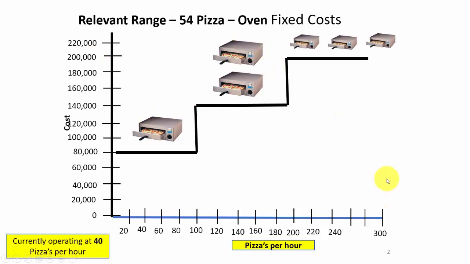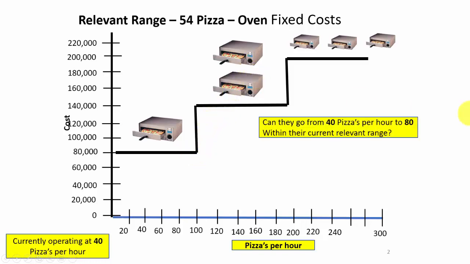So what you can see is that these ovens are a fixed cost, and they don't change as long as they stay within a certain level. When they get to a certain level, then if you want more production, you're going to have to buy more ovens. Now, if they're currently operating at 40 pizzas per hour, the next question is, can they go from 40 pizzas per hour up to 80 pizzas per hour within their current relevant range of activity?